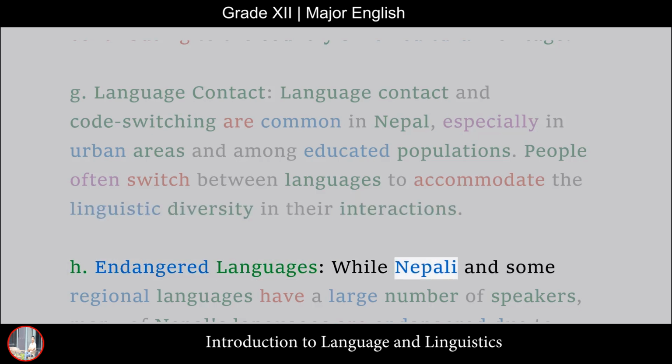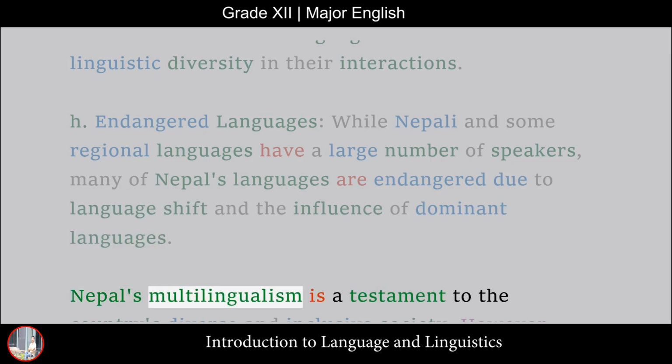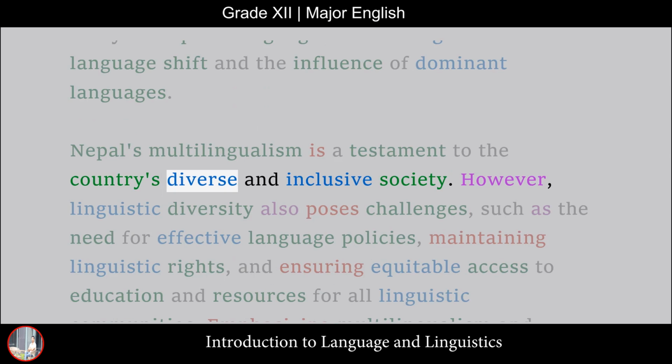Endangered languages. While Nepali and some regional languages have a large number of speakers, many of Nepal's languages are endangered due to language shift and the influence of dominant languages. Nepal's multilingualism is a testament to the country's diverse and inclusive society.